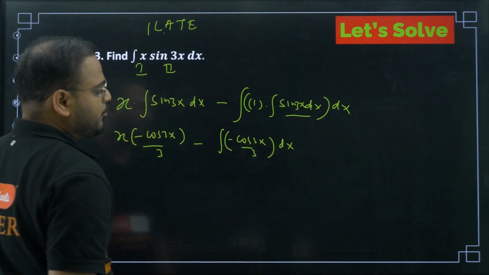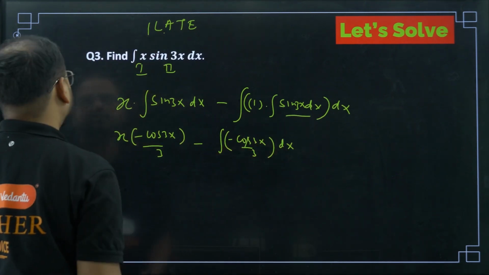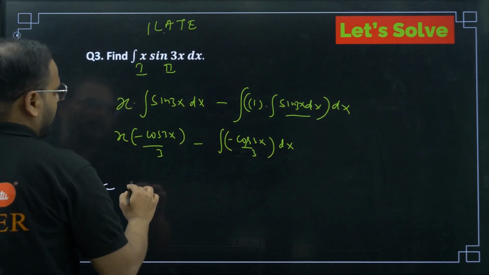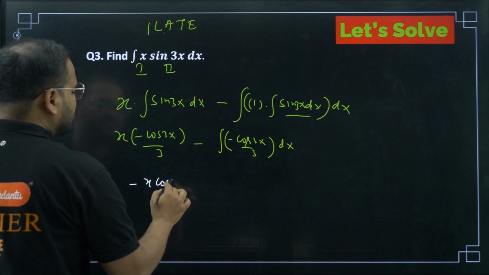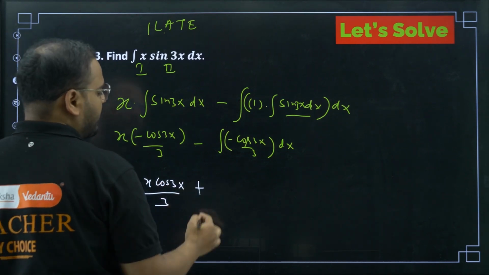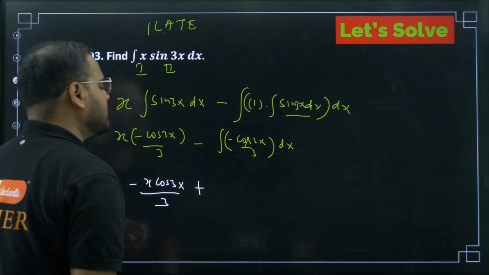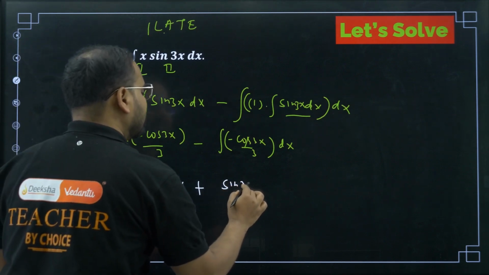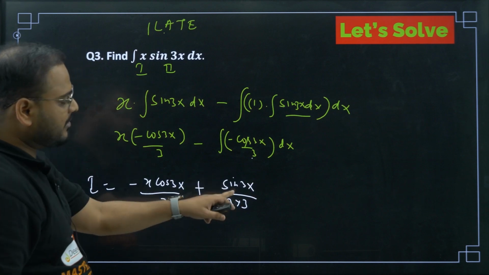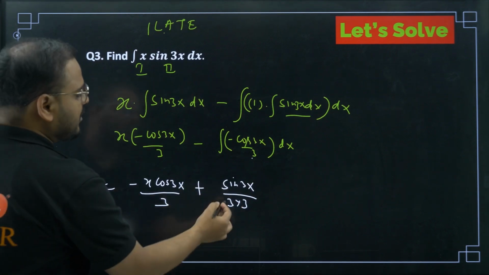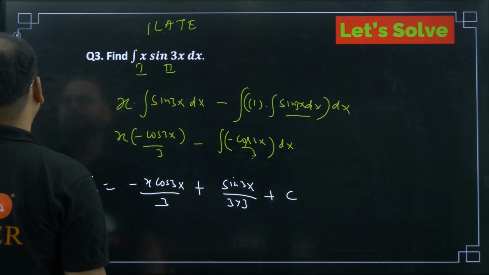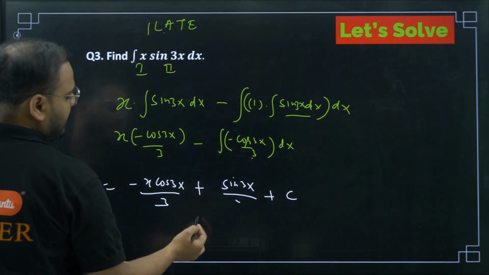So I have done it for the first time, I have to do it again, right? Please understand this. My final answer: integration I will look like minus x cos 3x upon 3, plus integration of cos, which is simply sine 3x upon 3 into 3, because 1 by 3 is already there. I have to integrate again for sine, I'll get another 3. So sin 3x upon 3 into 3, plus c. What is this answer? Simply 9. So I can write this as simply 9.